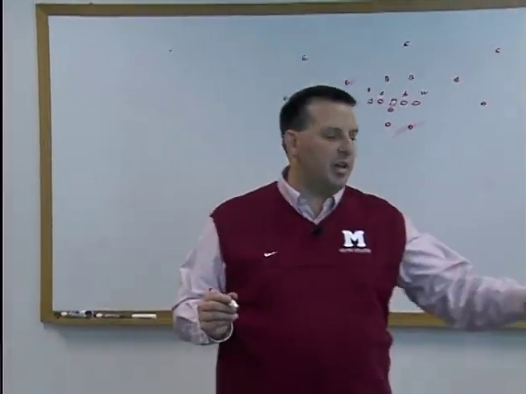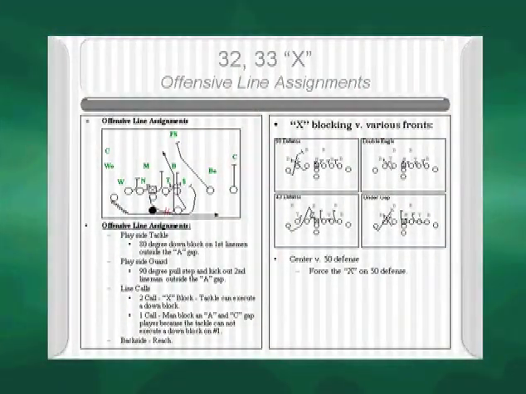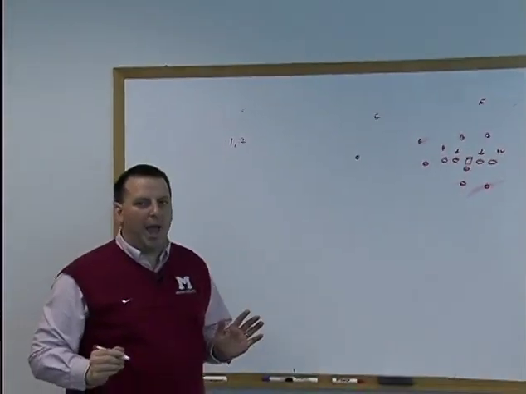Our belly series is tagged a 30 series, and we are going to run at the 2 and the 3 hole. So when we run belly, it's 32 and 33X, the X meaning the cross block of the guard and tackle. We're going to use the same rules with the 1 and the 2 call that we did with the waggle.